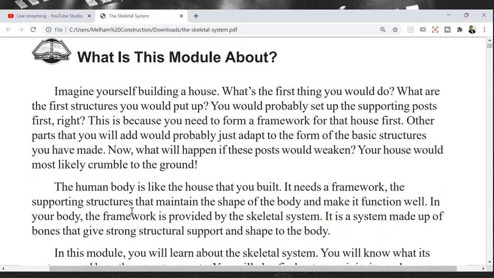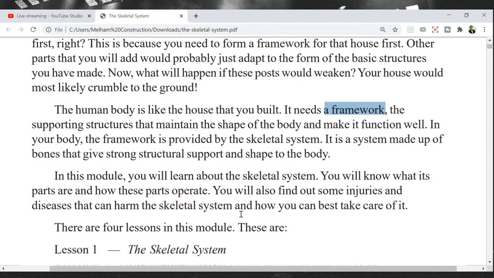So, ang katawan ng tao, para rin siyang bahay na ginagawa natin. Kailangan din ng framework. Meron ding mga supporting structures that maintain the shape of the body and make it function well. So, the framework is provided by the skeletal system. Yun yung framework na nagsusupport sa atin. Ito ay gawa sa series of bones, buto, na magkakadugtong at nagsusuporta sa isa't isa. Ito yung dahilan kaya meron tayong shape.